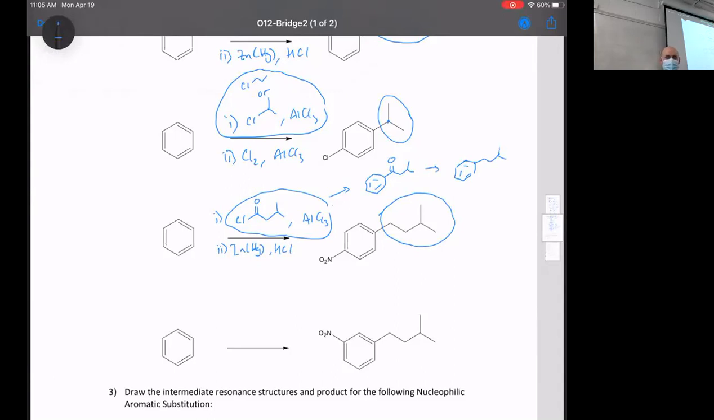Perfect. So now we can put the nitro group on. Step 3, HNO3 and H2SO4. Okay. Any questions on that? So that is a lot of steps. That's how we would have to do it.